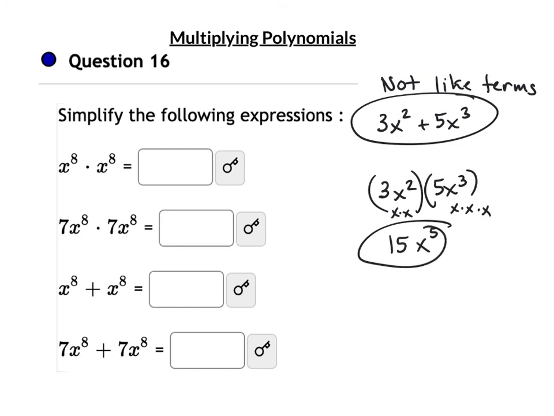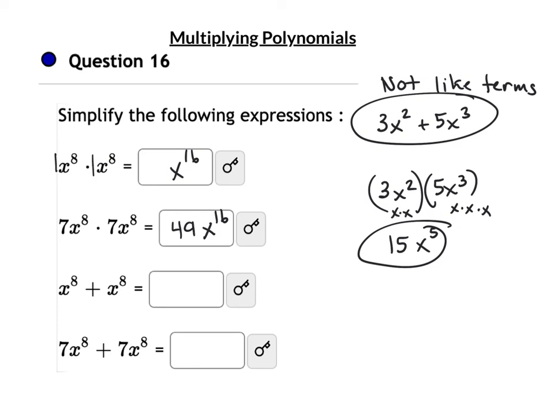X to the 8th times x to the 8th. I'm multiplying. Multiply your coefficients. 1 times 1 is 1. Add your powers. X to the 16th. 7x to the 8th times 7x to the 8th. Well, 7 times 7 is 49. 49x to the 16th.